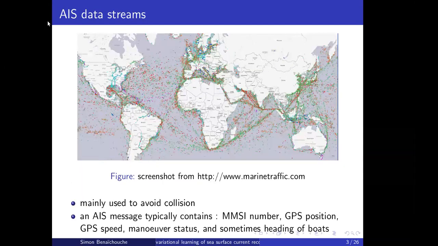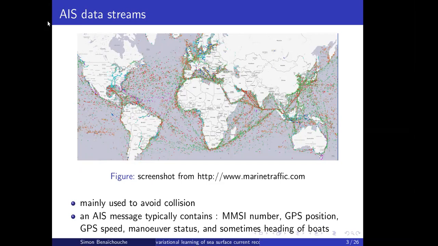What is AIS? It's a system used in maritime traffic all around the world, which is now imposed on professional users of maritime traffic. The goal of this system is to avoid collisions. Each boat sends information to its environment, for example, its position, its speed on the road, and its heading, so the direction of the boat on the surface.